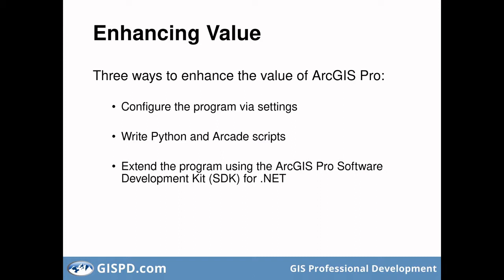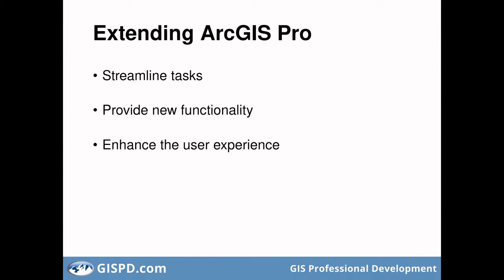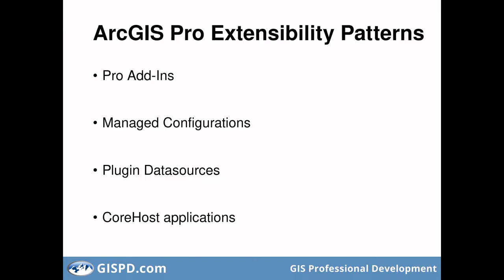In case you're not familiar with the term, an SDK is simply a set of software tools that can be used to produce applications. And when I say extend the program, what I mean is that you can build on the technology underlying ArcGIS Pro to streamline tasks, to provide new functionality, and to enhance the user experience. To do that, Esri provides what are called extensibility patterns, of which there are currently 4.